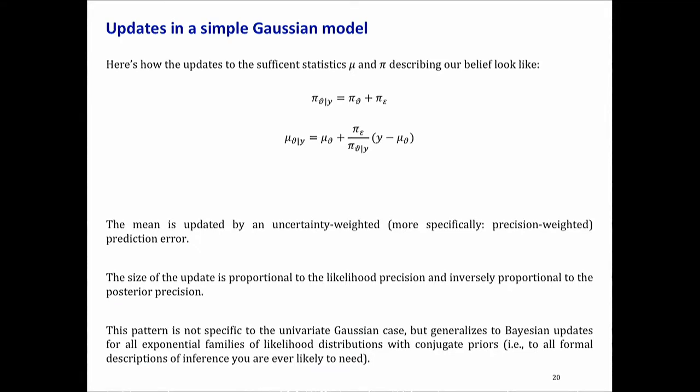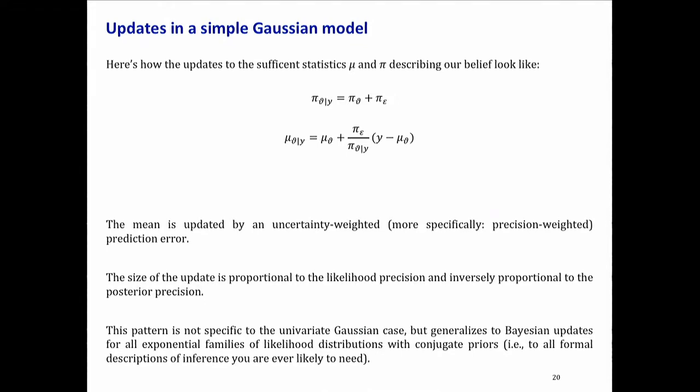If you have a fair coin, the parameter is going to be 0.5, because it's equally likely to get heads or tails. If you don't have a fair coin, your parameter may be 0.6, representing the probability of 60% of getting heads. If you have a Gaussian distribution, you need two sufficient statistics. You need the mean and the variance. Here, we're not working in terms of variance, we're working in terms of precision, which is the inverse of the variance, because that gives us a simpler update equation.